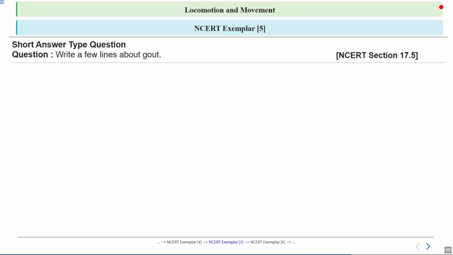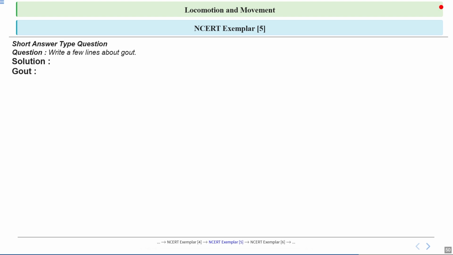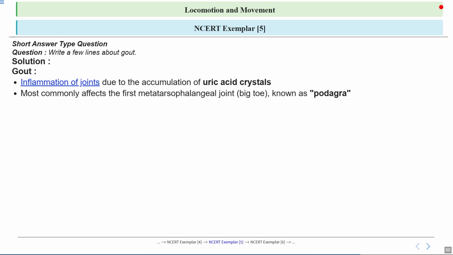So this is question number 5, and here the question is, write a few lines about gout. Let's see the answer in detail. So it is mainly the inflammation of joints due to accumulation of uric acid crystals. It is caused by the accumulation of uric acid crystals. It most commonly affects the first metatarsophalangeal joint, which is the big toe, which is also known as podagra.